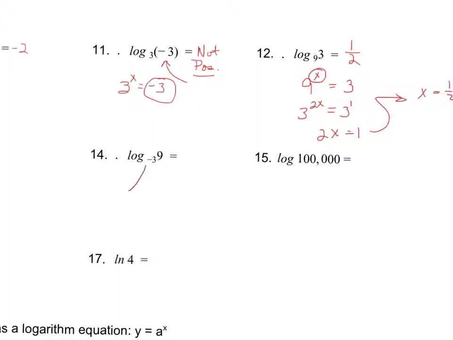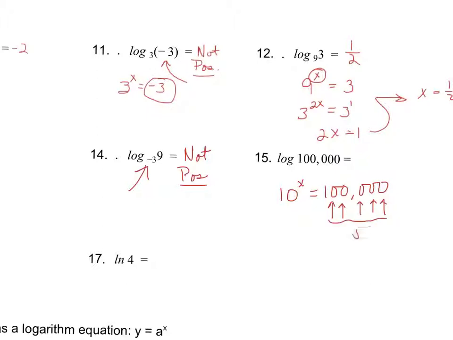14 we've discussed a little bit at the beginning of this handout. We said, hey, that b down there, that base of the logarithm, can never be negative. So again, this one's not even possible. 15, we don't give a base. That implies it's base 10. So 10 to what power gives me 100,000. There's a couple ways to do this. The easy way is to say, well, when you multiply tens, you just keep adding zeros, and here we've got 5 of them all together. So this must be 10 to the 5th gives me 100,000, so that's just 5.